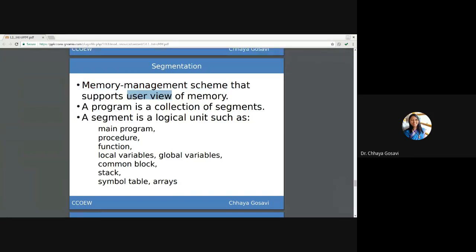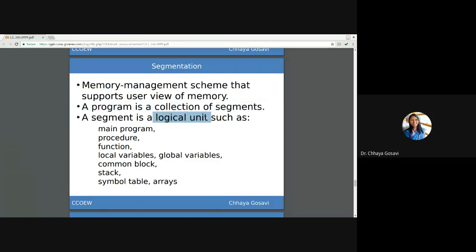It supports the user view in memory, meaning how we look at the program. When we write a program, we have a logical division in our mind: main as a separate function, class definitions, then actual logic. So this is a logical division. We can see that a program is a collection of segments. And what is a segment? It is a logical unit.